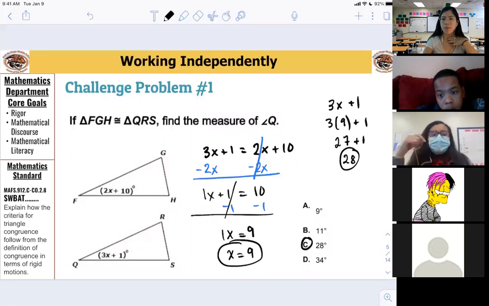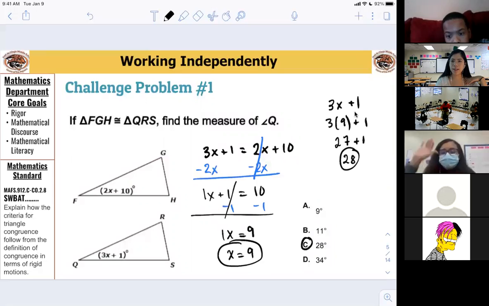Good job. Give me a thumbs up if you got C. Big brain. Awesome job. All right. So a problem like this will definitely show up. Sometimes they ask you for the angle measurement. Sometimes it'll be asking for the perimeter. You just have to read carefully to know what it's asking about.